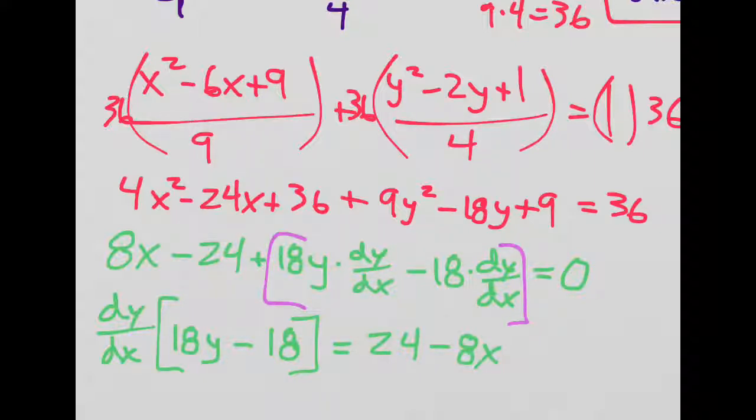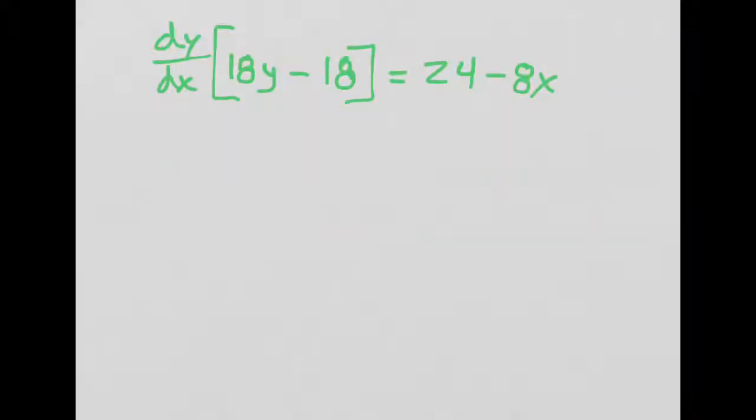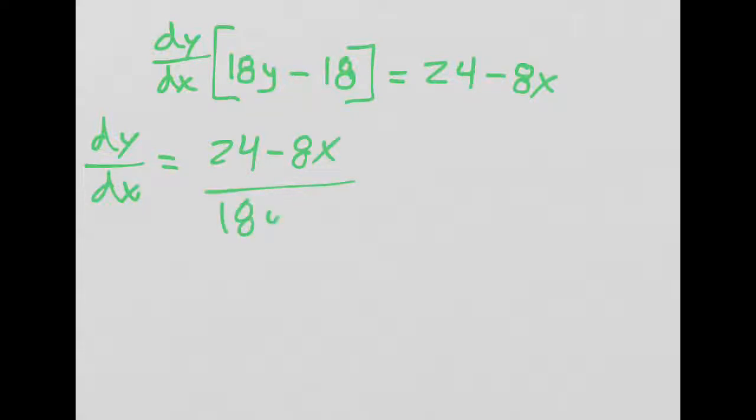So now I'm almost there. I just need to divide by 18y minus 18. So doing so, I can write this as dy/dx, the derivative of y with respect to x, equals 24 minus 8x divided by 18y minus 18.